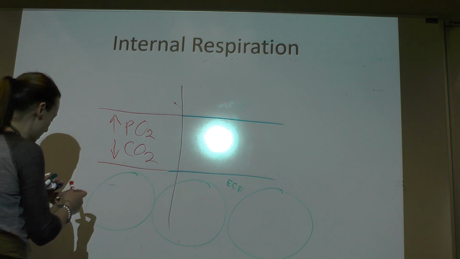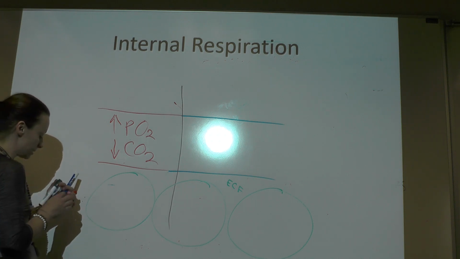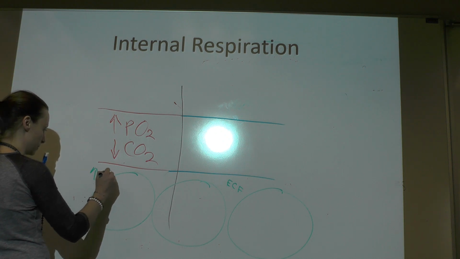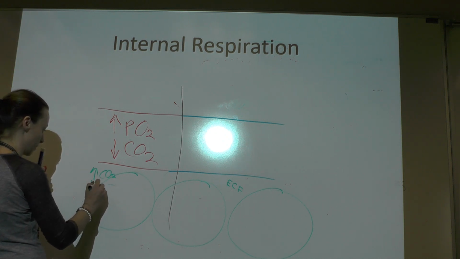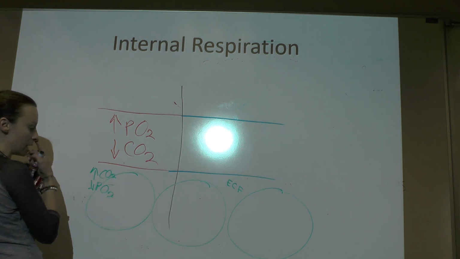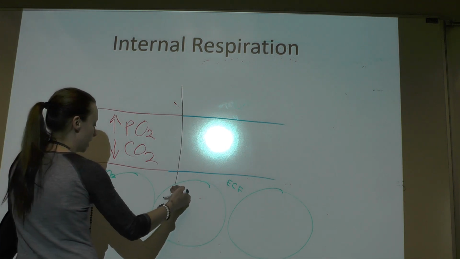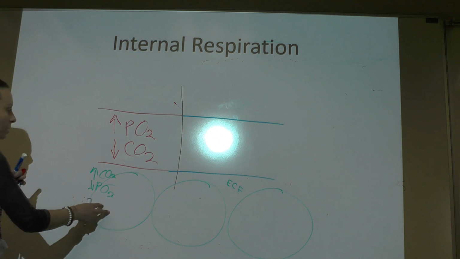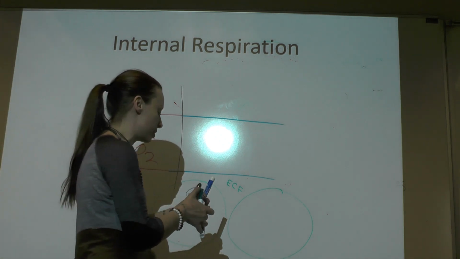If I look out here in the tissues, these cells now have a high partial pressure of CO2 and a low partial pressure of oxygen because they used up all their oxygen. And what do they use it to do? Whatever they do. They produce a bunch of CO2. So now I've got to exchange.